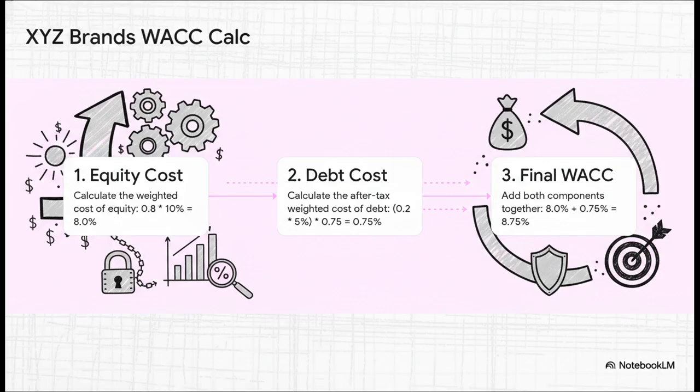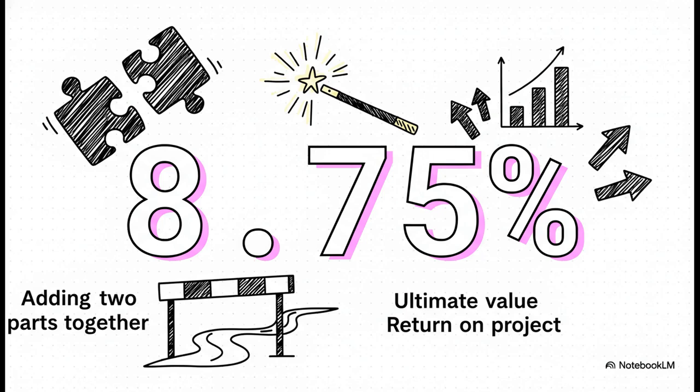So, step 1, we get the weighted cost of equity. That's 80% times 10%, which is 8%. Step 2, the debt part. That's 20% times 5%, and then we apply that tax shield, which gives us 0.75%. You add those two together, and boom, 8.75%. That is the magic number. That is the ultimate hurdle rate for XYZ brands. Any project they're considering has to promise a return higher than 8.75% to be worth doing.